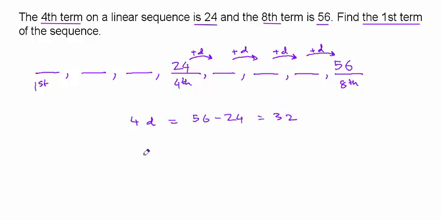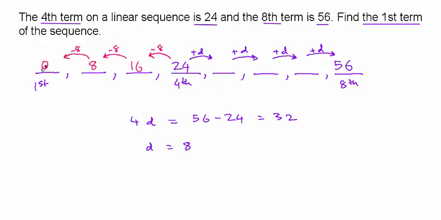To find D, you just divide both sides by 4. 32 divided by 4 is 8. We got the common difference. Now you want to go the other way this time. So this term is going to be 8 less than 24 because we are going the other way. D is positive 8. If you go the other way, you want to subtract, not add. So this is going to be 16. 24 minus 8 is 16. And then a minus 8 again. That makes it 8. And finally, a minus 8 takes you to 0.